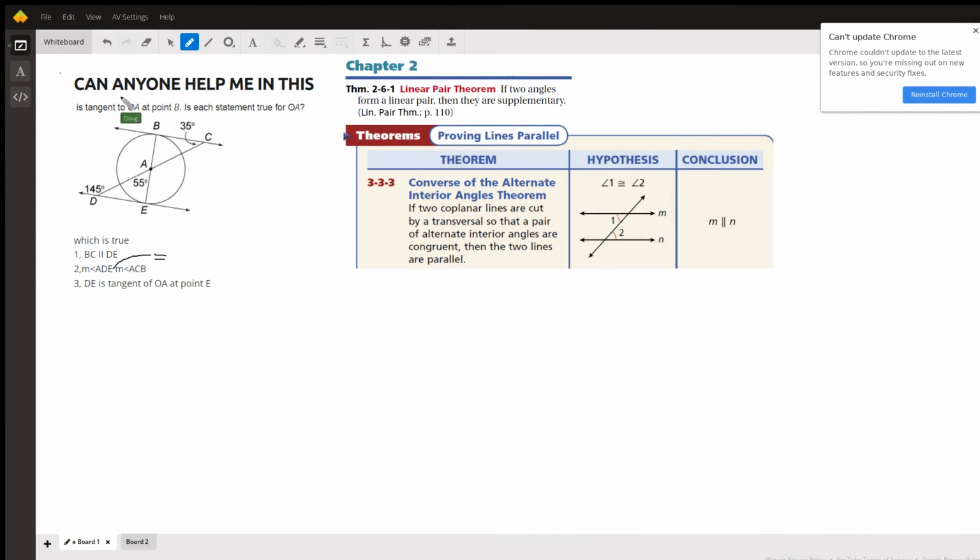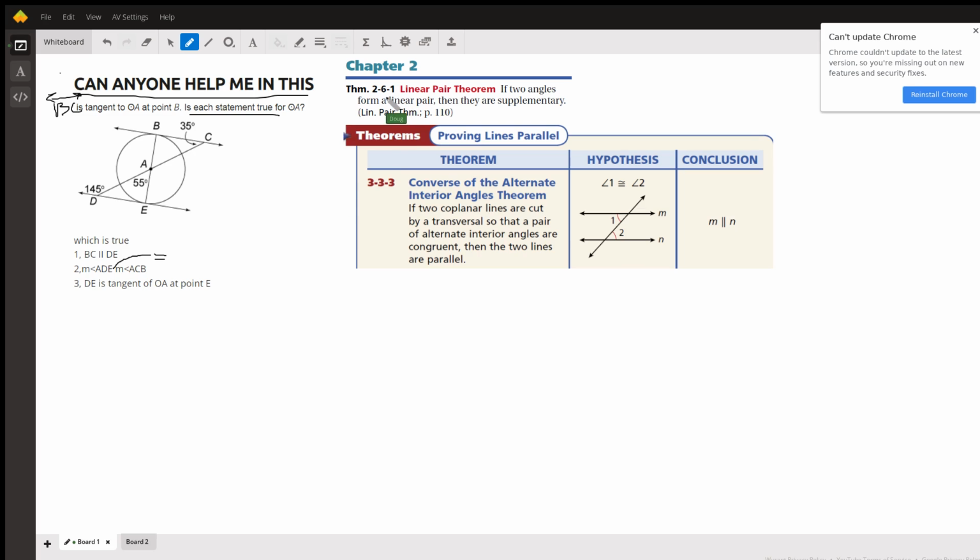Okay, let's see if we can help you with this. I think we're supposed to say probably here that line BC is tangent to circle A at point B. And is each of these statements true for circle A? Well, let's see.